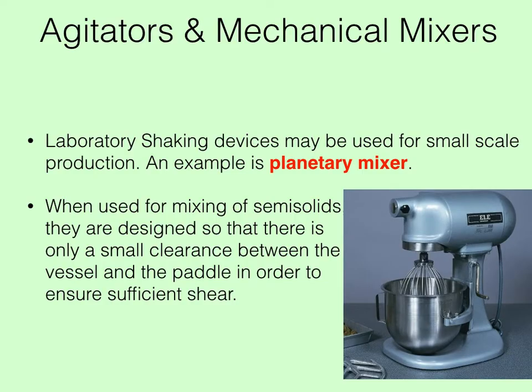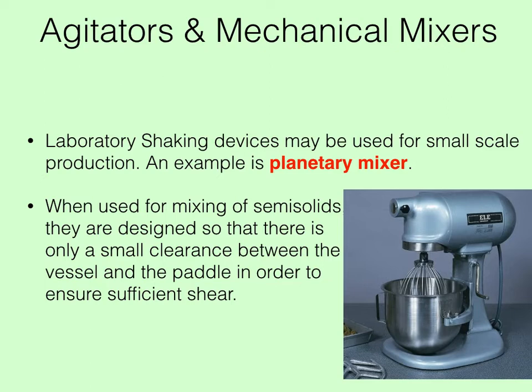Next are agitators and mechanical mixers. Laboratory shaking devices can be used for small scale production. Even ordinary shakers can be employed in the emulsification of easily dispersed low viscosity oils. One example is the planetary mixer. The planetary mixer is so named because the mixing blade, commonly known as the beater, rotates in a planetary motion inside the mixer bowl. This type of mixer is also commonly found in the domestic kitchen.